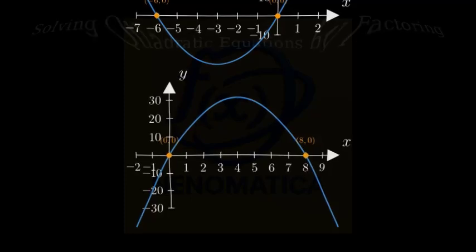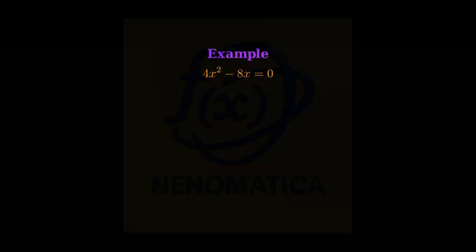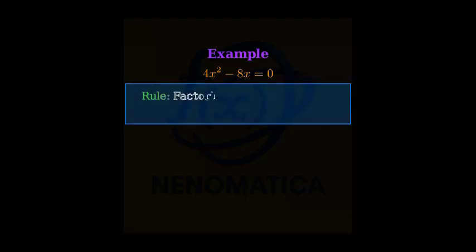Did you notice a pattern in both examples? We have the quadratic equation 4x squared minus 8x equals 0. Our first step is to factor out the greatest common factor. We can see that both terms have a common factor of 4x, so we can factor it out to get 4x times x minus 2 equals 0.